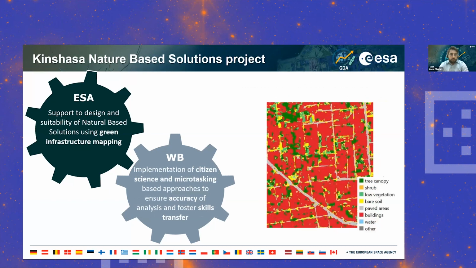And one final example actually is an example on Kinshasa on nature-based solutions through which we supported the design and suitability analysis of nature-based solutions using green infrastructure mapping. So here, what was interesting is that in addition to doing capacity building or transferring a system, the World Bank covered basically the implementation of a citizen science and micro-tasking based approach to ensure accuracy of analysis and foster skills transfer.